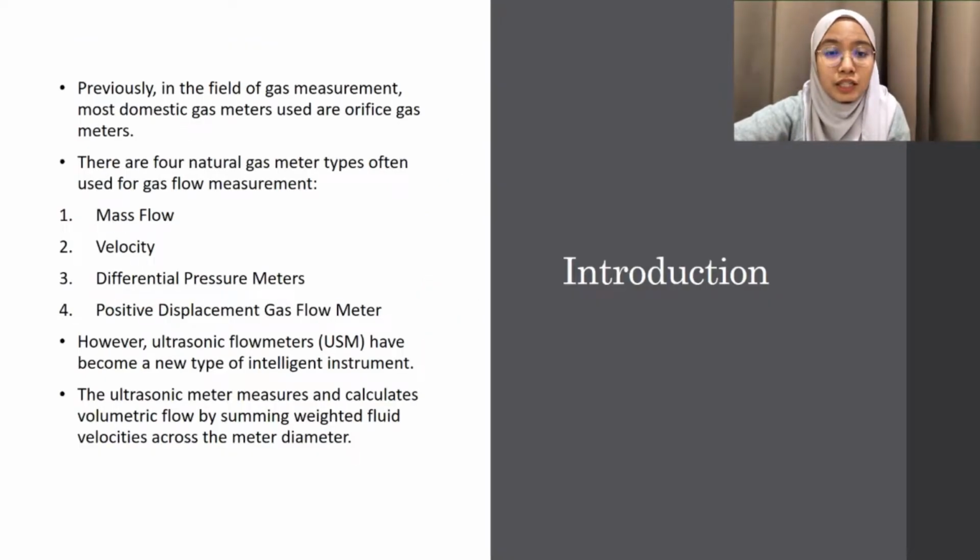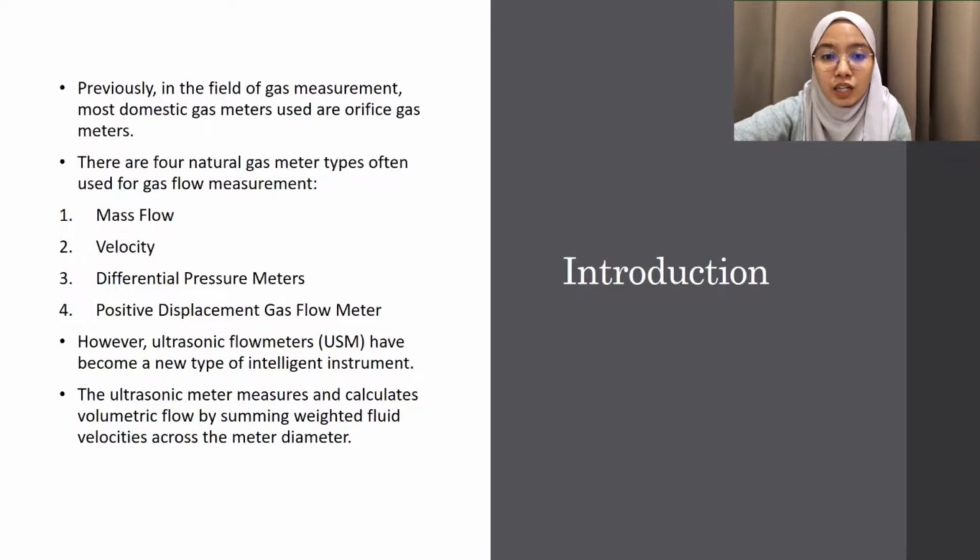Introduction for ultrasonic gas flow meter. Previously, in the field of gas measurement, the most used domestic gas meter was the orifice plate gas flow meter. There are four types of natural gas meter that are often used for gas measurements. The first one is mass flow, for example, the thermal mass flow meter. Secondly, velocity. Turbine, vortex, and ultrasonic gas flow meters are examples of velocity gas meters. Third is the differential pressure meter, such as orifice plates. And lastly, the positive displacement gas flow meter.